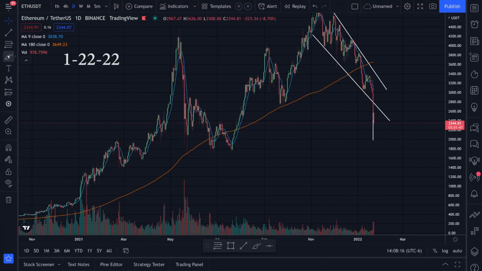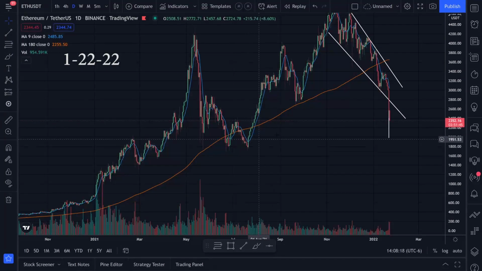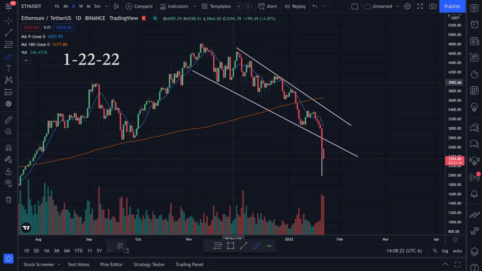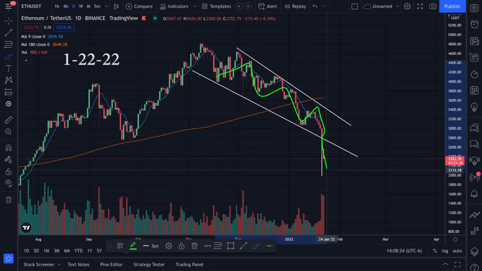I'm still watching 1777 or maybe 2000. This channel pattern gives me a target of around 2000.